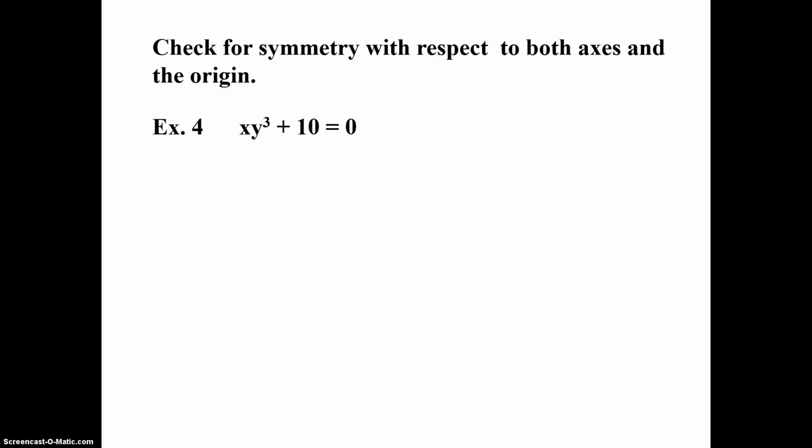Okay, this one says check for symmetry with respect to both axes and the origin. So we have to check for symmetry with respect to the x, to the y, and the origin. Okay, so let me go ahead and write that one down. x y cubed plus 10 is equal to 0.